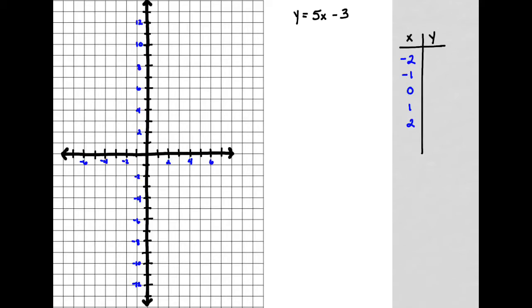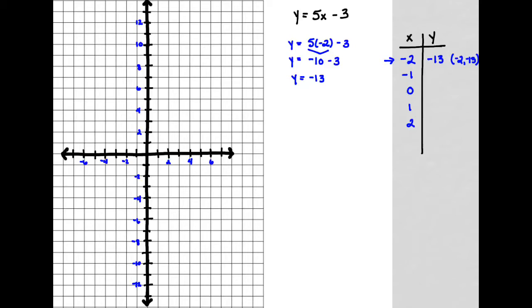Now I'm going to evaluate, just like we had been doing in the previous video. Just as an example, if I work with the negative 2 first, I have y is equal to 5 times negative 2, so I'm substituting negative 2 in for the variable x, minus 3. Again, my order of operations says that I should do the multiplication first. So I'm going to get negative 10 minus 3, and then negative 10 minus 3 becomes negative 13. So here is my answer. In other words, I have an ordered pair of negative 2, negative 13.